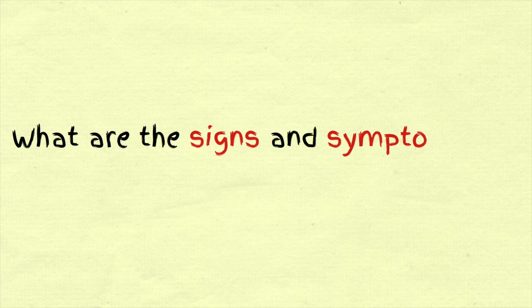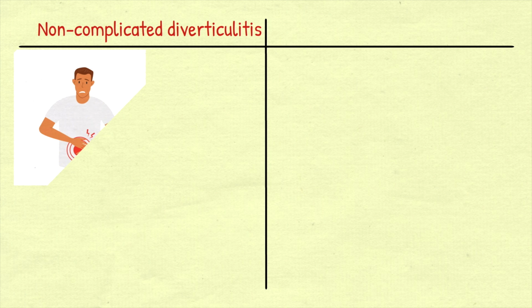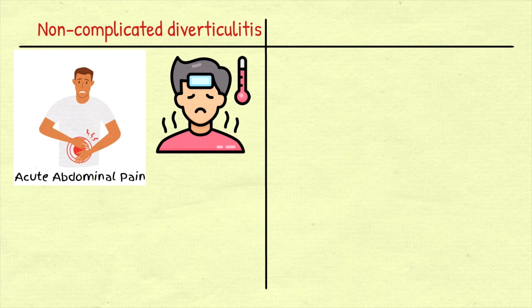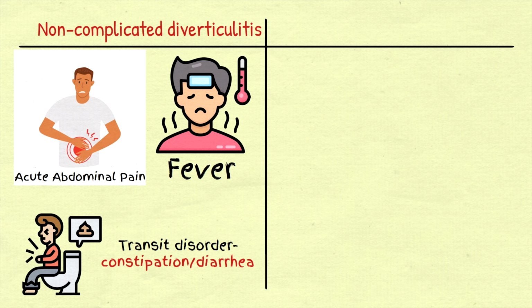What signs and symptoms can a patient with diverticular disease have? Let's see the clinical signs and symptoms for both of them. For the non-complicated diverticulitis, the symptoms can be acute abdominal pain, especially in the lower abdominal corner; fever, which is a sign of inflammation or infection; and transit disorders, which is basically an alternation between constipation and diarrhea.